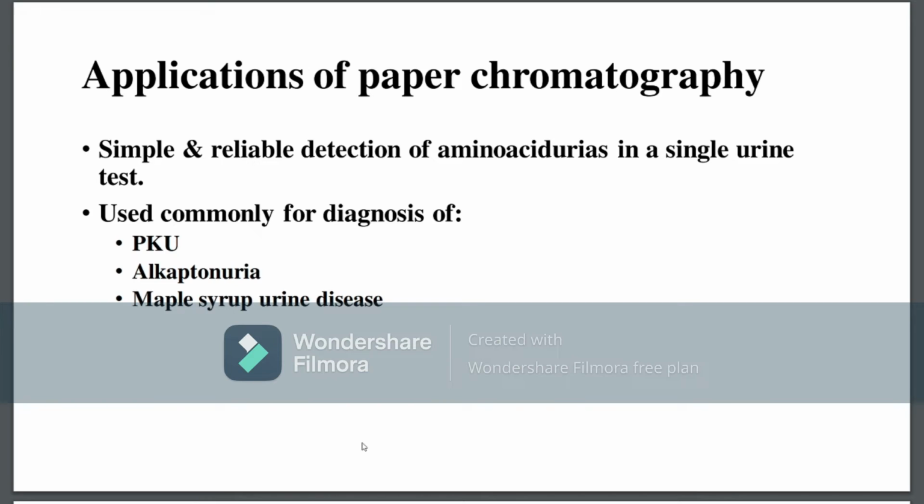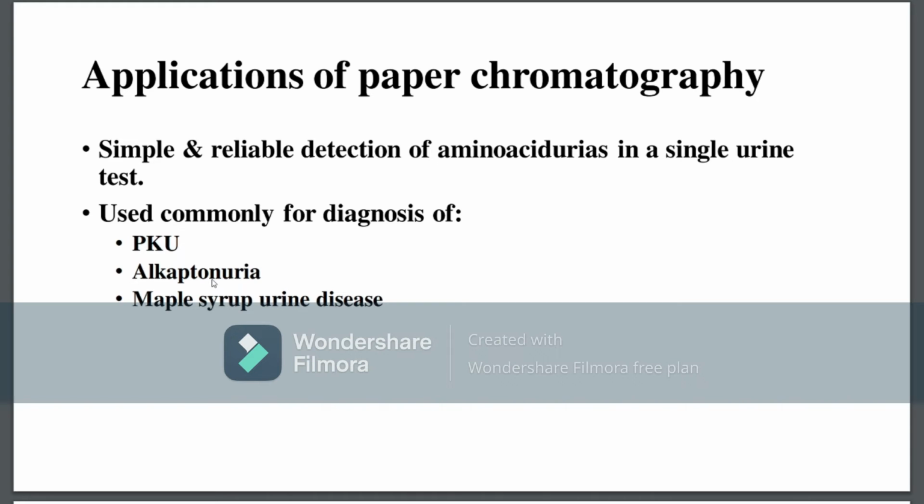Then alkaptonuria, a rare autosomal recessive disorder of tyrosine metabolism due to the deficiency of the enzyme homogentisic acid oxidase in liver and kidney. As a result, homogentisic acid accumulates and is excreted in urine. What will happen? Urine turns dark black on standing. So by performing this, we can find out.